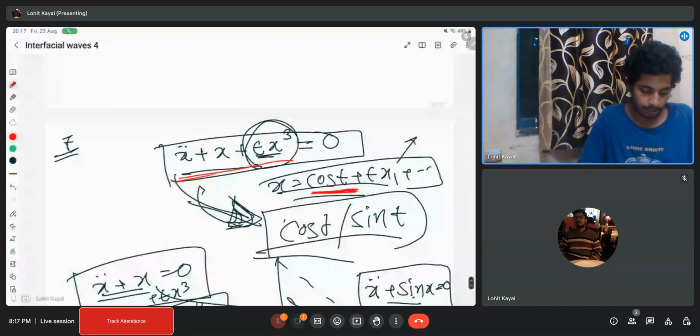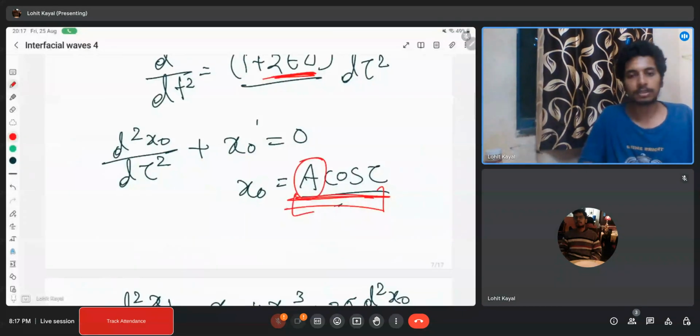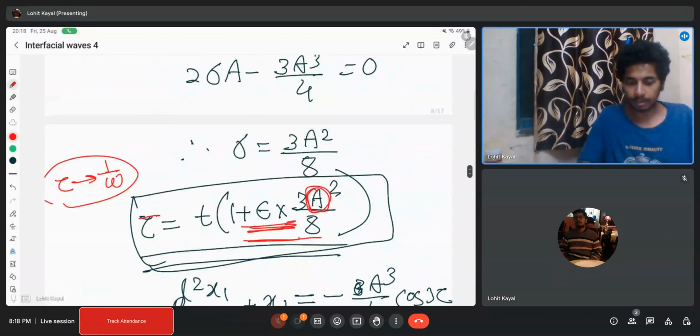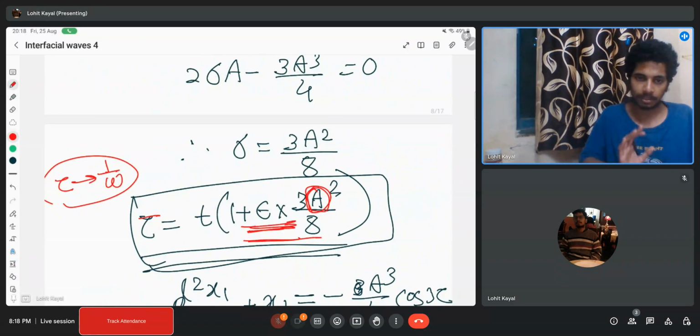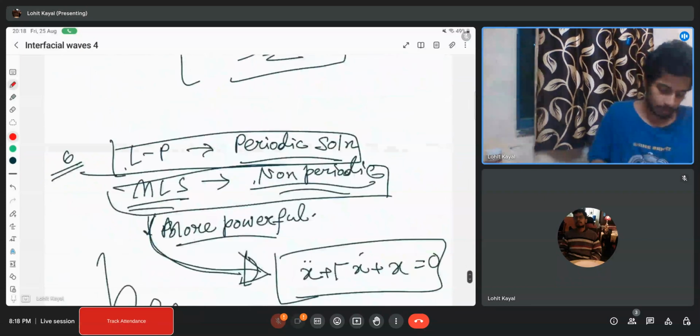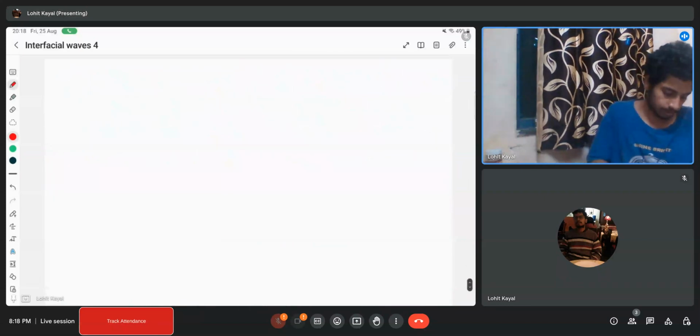Here, what is A? A is your initial perturbation. This is in your solution. A is your initial perturbation, and the Lindstedt-Poincare technique does contain this information. So that's why it works. This is the whole physical explanation of why your regular perturbation theory fails and why the Lindstedt-Poincare technique or multiple scale technique works in this case.